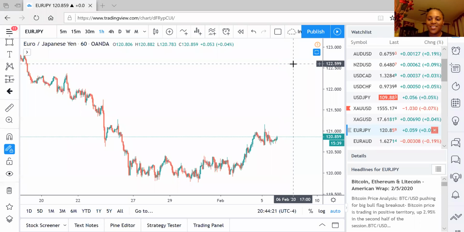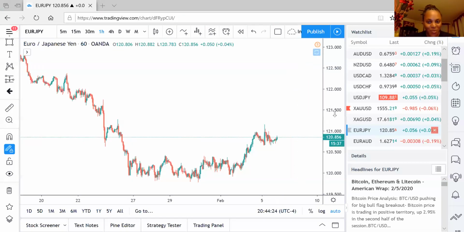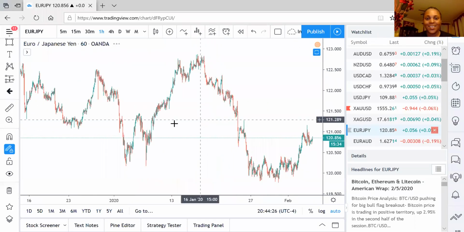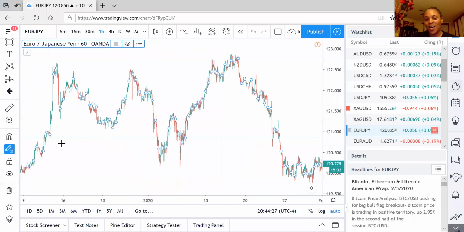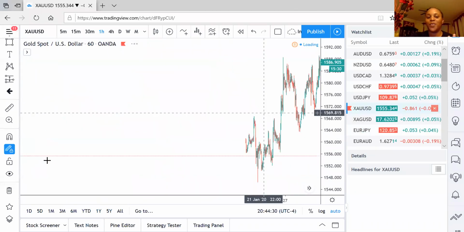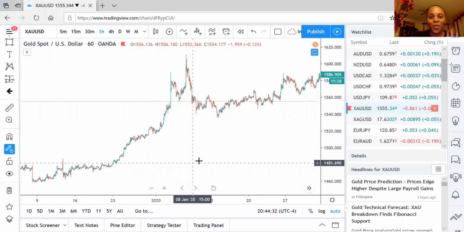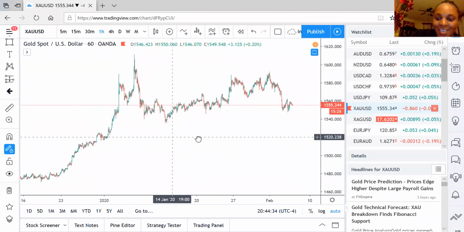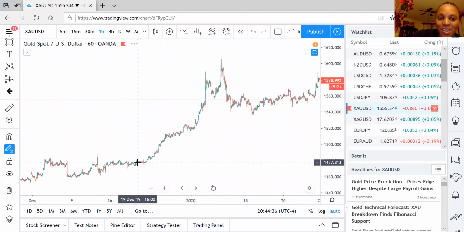See, 3 pairs, same thing. So here is the homework. We're gonna do it again. So let's do a favorite pair. Let's do gold. I'm gonna do this again. This is the homework for this week.